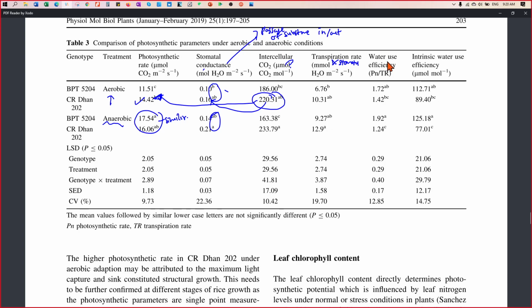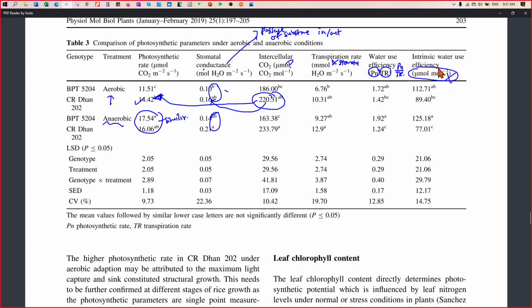Okay, and then we got water use efficiency, and this is just a ratio. That's why you see the unit written this way: photosynthesis divided by transpiration. Sorry, photosynthesis divided by transpiration. Okay, this is incorrect for this. That's the way they report it here. This is not the unit here.